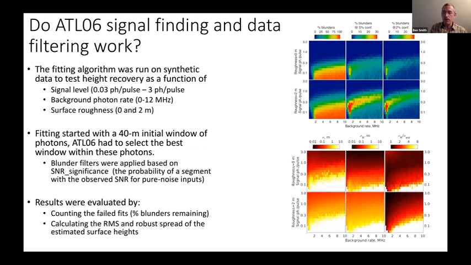So the things to watch out for are large background rates and weak signals, where blunder detection may not work as well. In this slide, in this picture, we're showing the accuracy, the RMS accuracy of the signal detection.